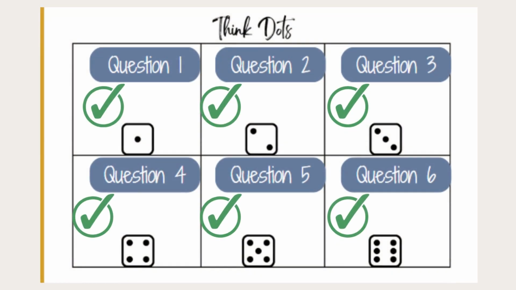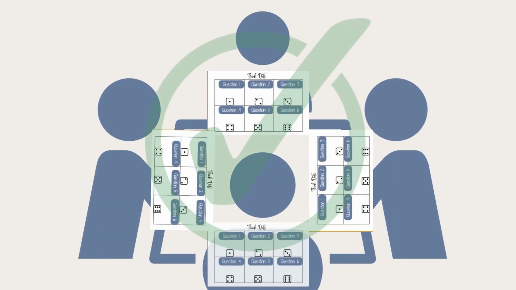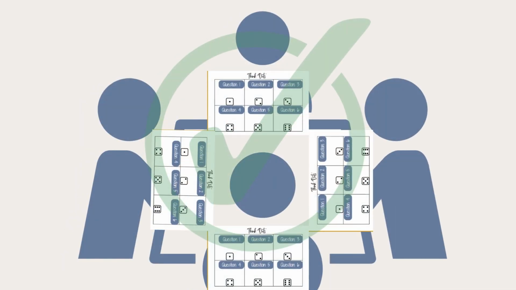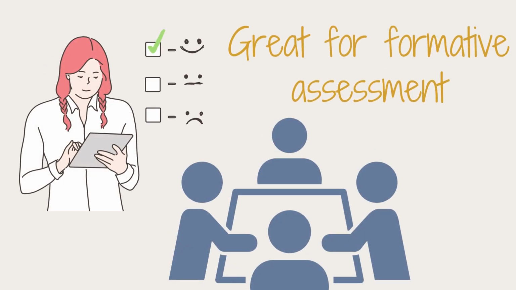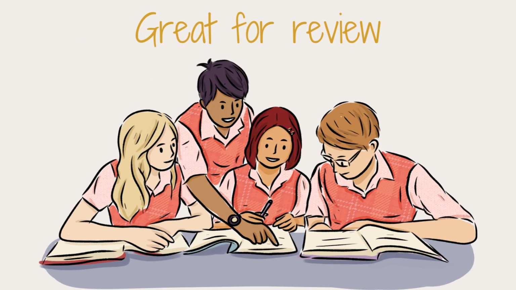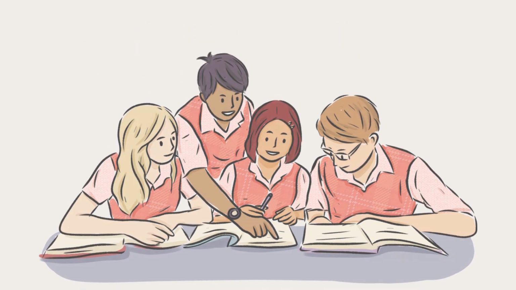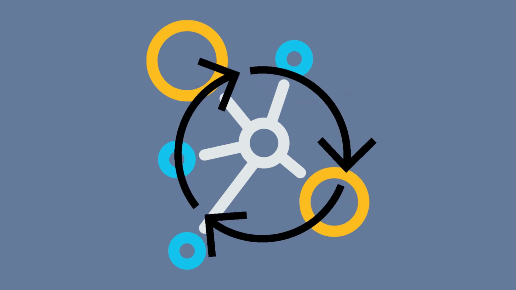The Think Dots strategy is complete when all questions have been correctly answered and every student has the corresponding answer written on their Think Dots sheet. This is an excellent way to formatively assess student comprehension throughout the unit, use as a review tool for the end of the unit, or incorporate previously learned content in order to make connections to the current unit.